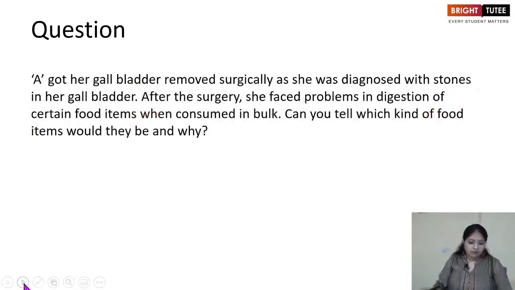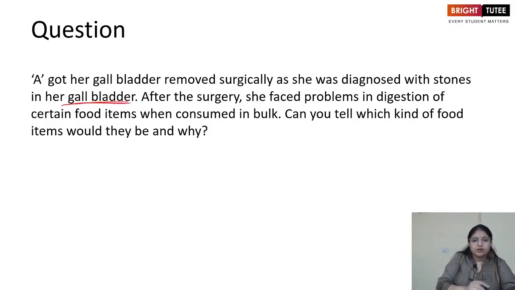Right? A got her gallbladder removed surgically as she was diagnosed with stones in her gallbladder. After surgery, she faced problems in digestion of certain food items when consumed in bulk. Can you tell which kind of food items would they be and why? So, as we know that gallbladder is the organ where the bile that is released by the liver is stored, and whenever required, the bile is secreted in the small intestine.